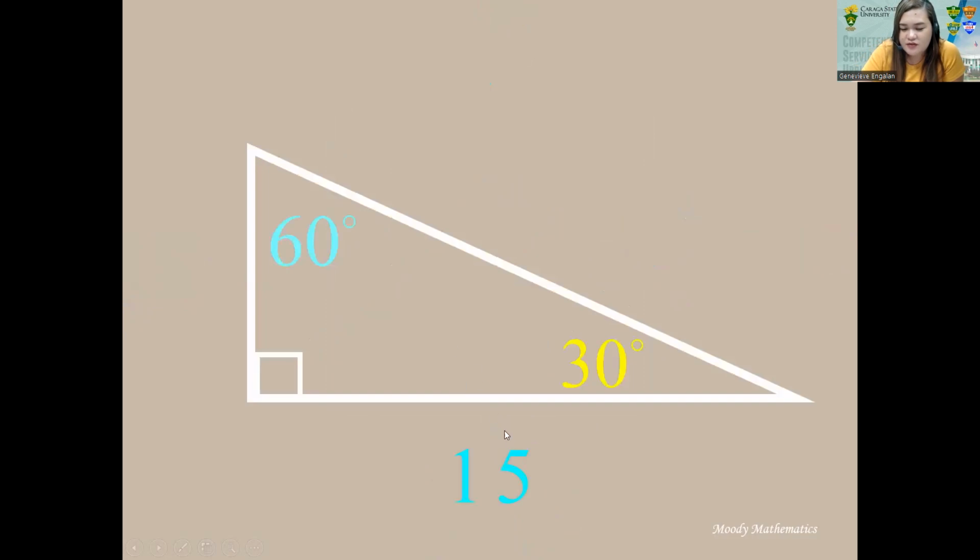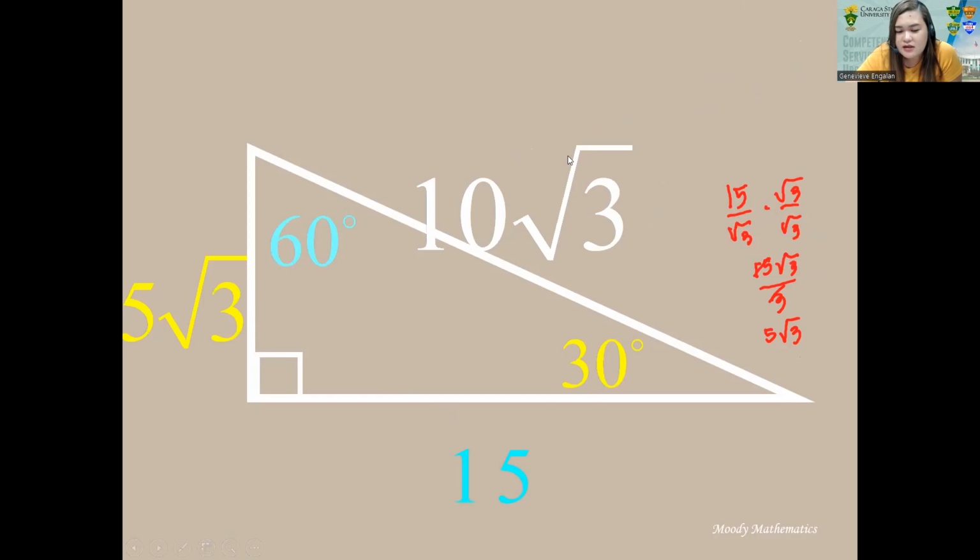If you have 15 as the longer leg, what is the shorter leg? 5 square root of 3. We divide 15 by square root of 3, so we multiply by square root of 3 over square root of 3. So you have 15 square root of 3 over 3, or that is 5 square root of 3. How about the hypotenuse? It is just times 2. So you have 10 square root of 3.